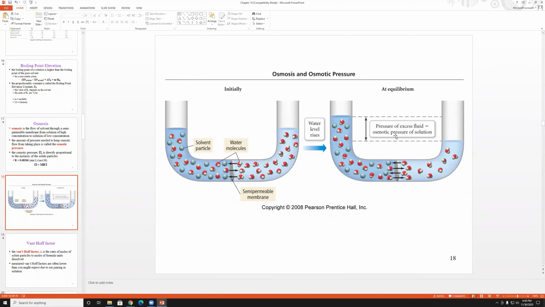And the pressure of the excess fluid pushing down is called the osmotic pressure, because initially there's no osmotic pressure. There's going to be a force, a gradient force that's pushing the water molecules through the membrane. But until there's an imbalance between the water on the left and right side, there's no actual osmotic, meaning water associated pressure, which happens over here.